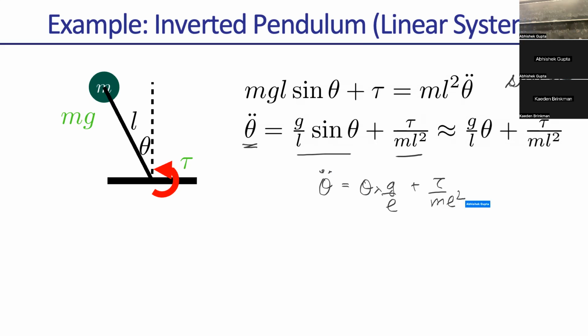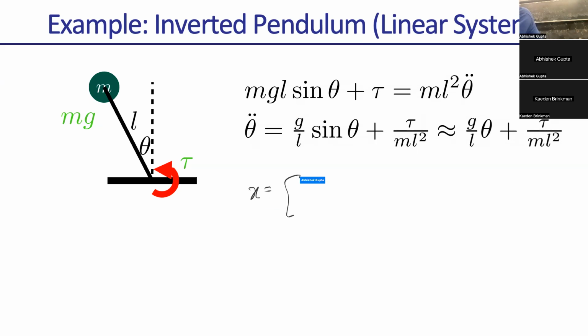So this doesn't look like a linear system yet, but we're going to make it look like one. The way we're going to do that is I'm going to set my state to theta and theta dot, and I'm going to set my action to tau over ml squared.